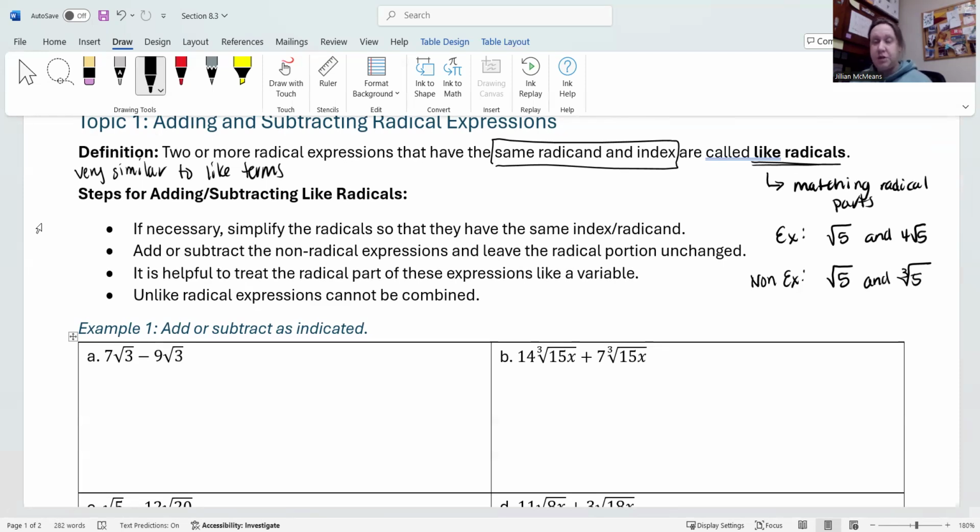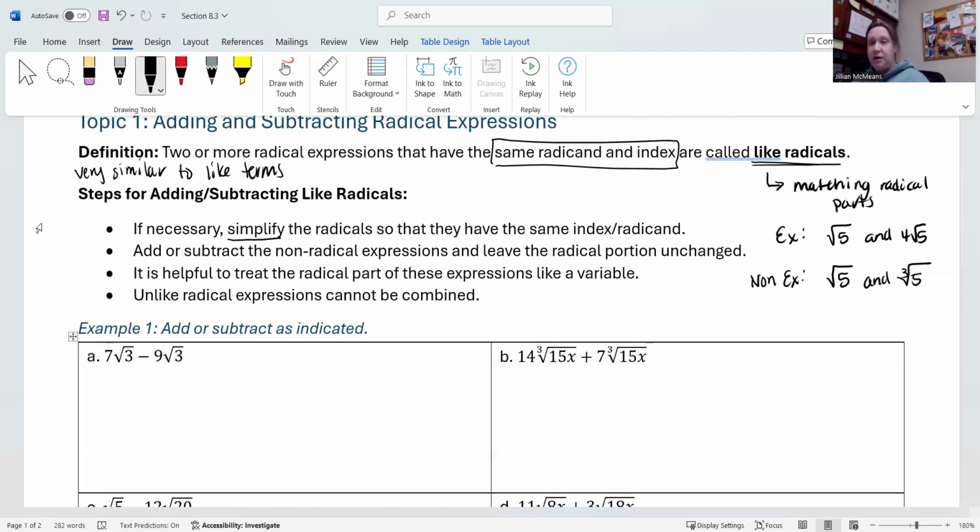So sometimes you'll be presented with 2 or 3 radicals that don't look like they're like radicals, but if you simplify them, sometimes they simplify down to where they really truly are like radicals. So the first thing you want to do is look to see if you can simplify and then worry about the like radical part. Once you have like radicals, you then add or subtract the non-radical expressions and leave the radical portion unchanged.